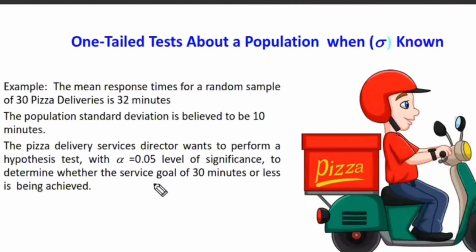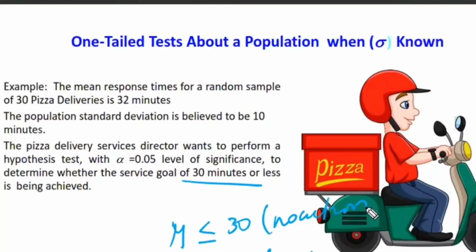Now here, the goal is 30 minutes. Either mu is less than 30 minutes, or mu is greater than 30 minutes. For which one are you going to take action? If it is greater than 30 minutes, you are going to take action. If it is less than or equal to 30 minutes, no action. No action means null hypothesis, and the other is the alternate hypothesis. Simply, you can formulate it in this way.